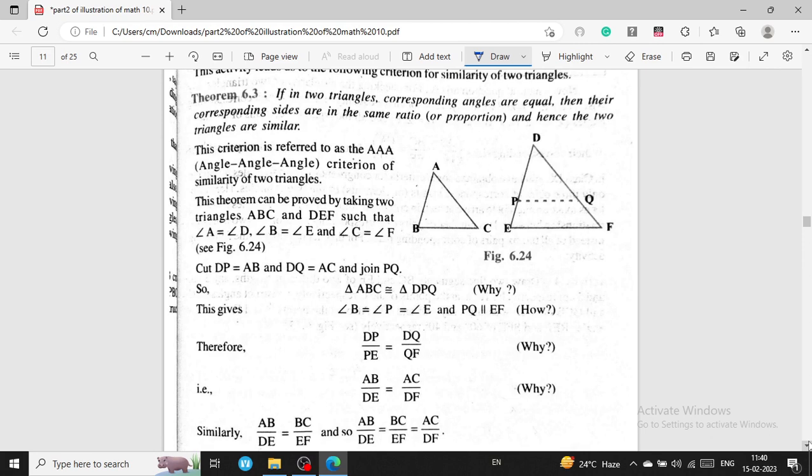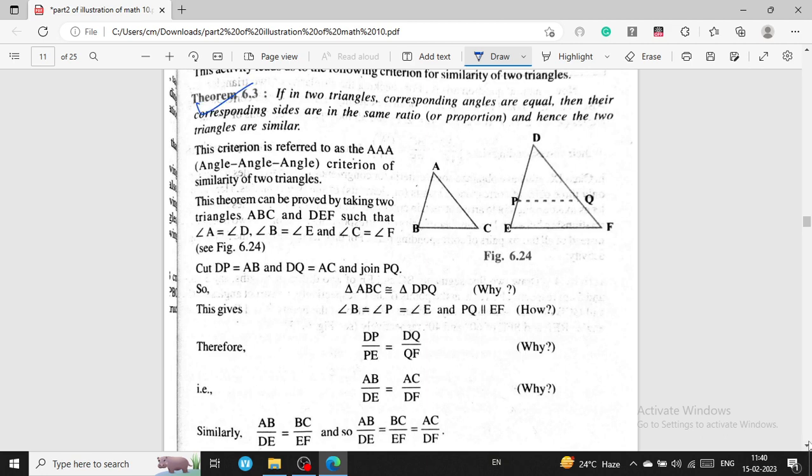Now in this video I will discuss the next theorem. The first two theorems I have already discussed in previous videos. You can watch those videos. And in this video I will discuss the third theorem that is given here.